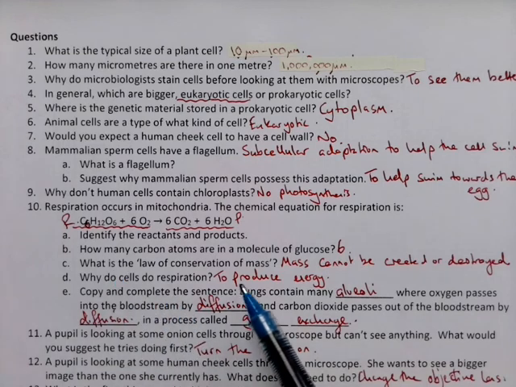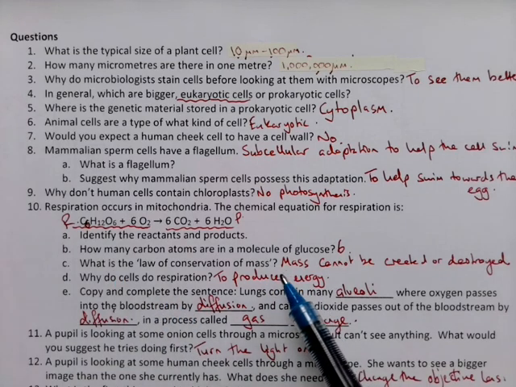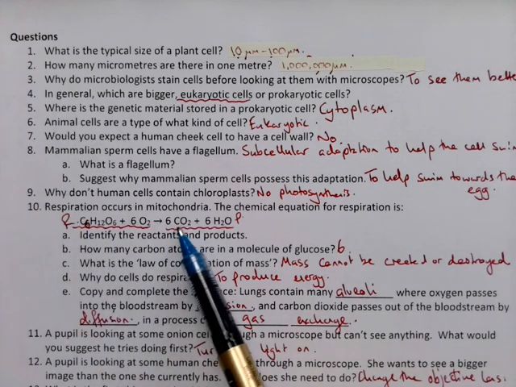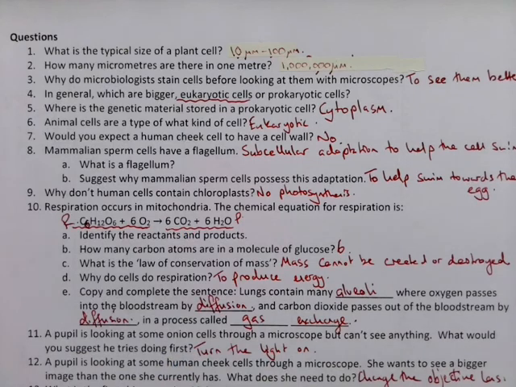What is the law of conservation of mass? It means mass cannot be created or destroyed. So you've got 6 carbon atoms over here, which means that over here you need to have 6 carbon atoms as well. You can't get more carbon atoms, or lose carbon atoms. Whatever you start with, you have to end with. But we'll do more about that in the next lesson.